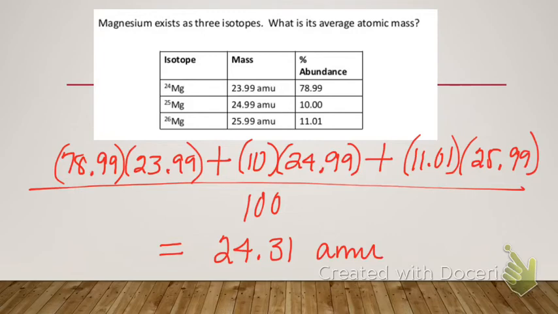Any questions? Anybody dazed and confused as to what I did? Okay? There is another way you could work that. If you wanted to not have to divide by 100 and just go ahead and move the decimal for the percentage, you are welcome to do that. I just found over the years that kids do better by just doing it this way. Because some people don't know how to move the decimal 2 places. I don't know why. But you could just do 0.7899 times 23.99 plus 0.10, and so on, but don't divide by 100 if you do that.